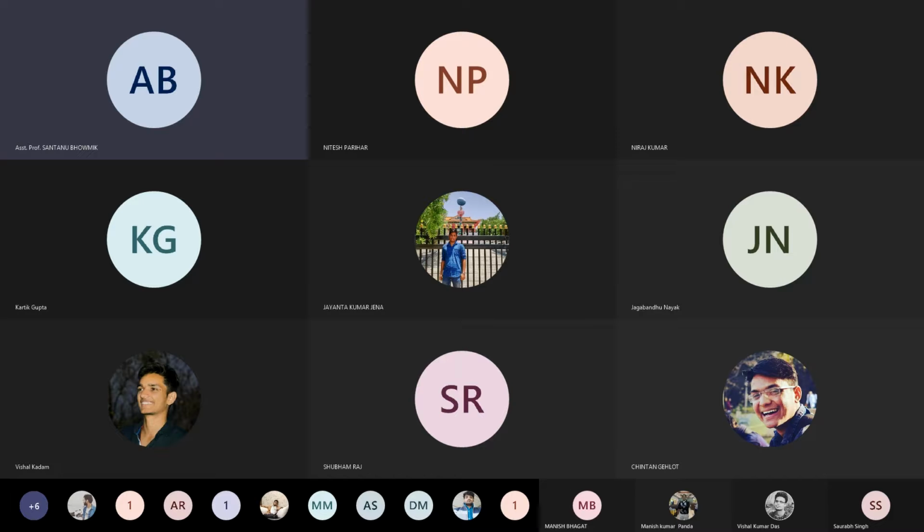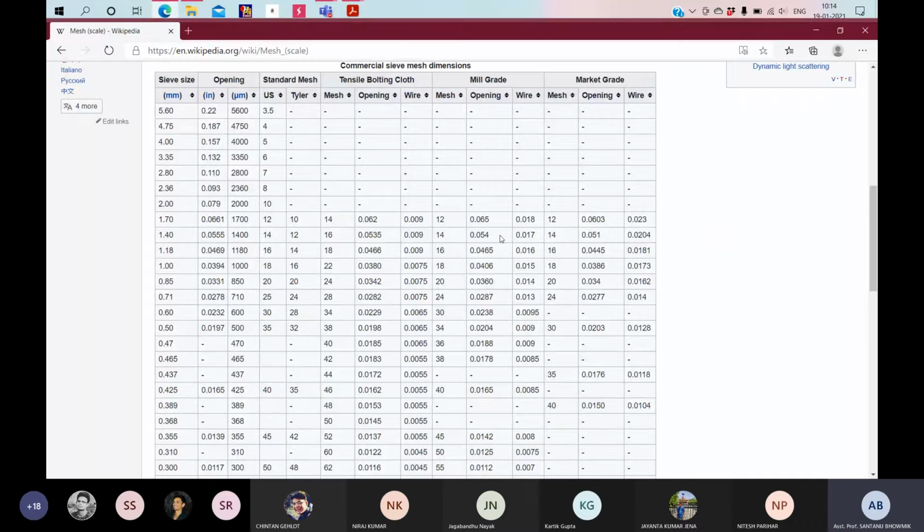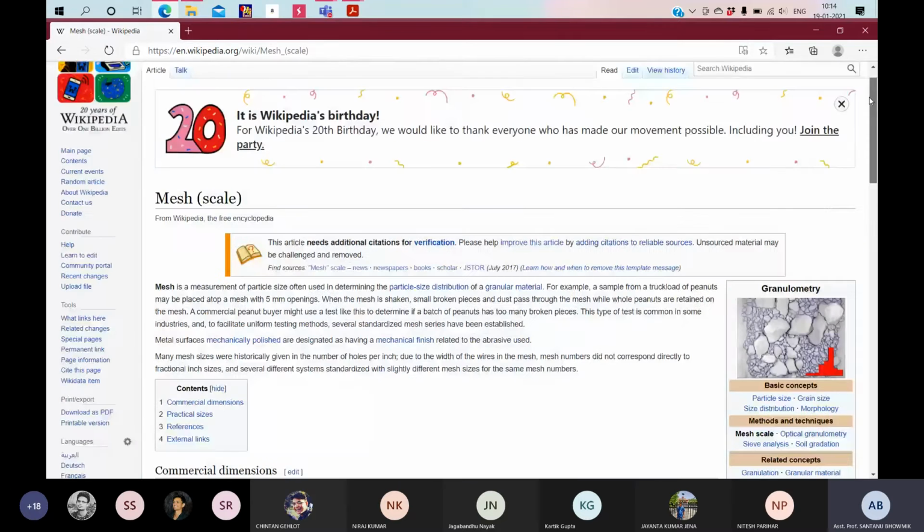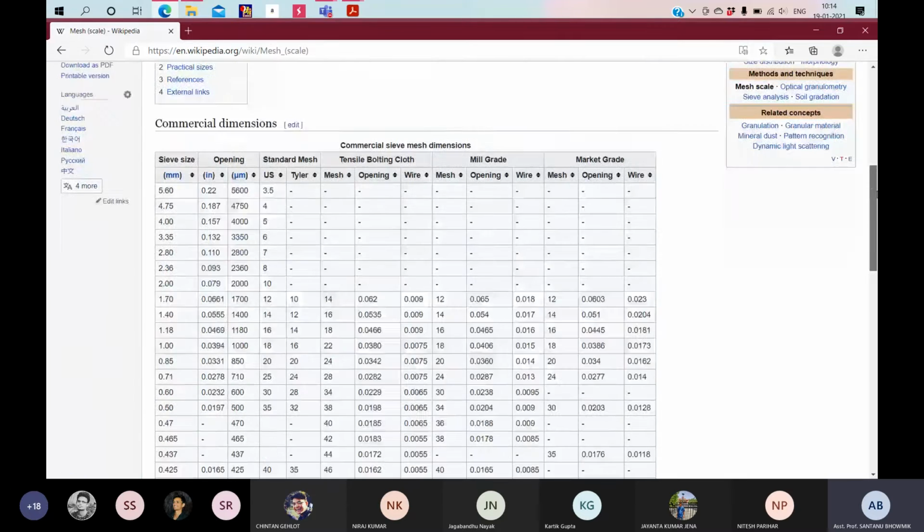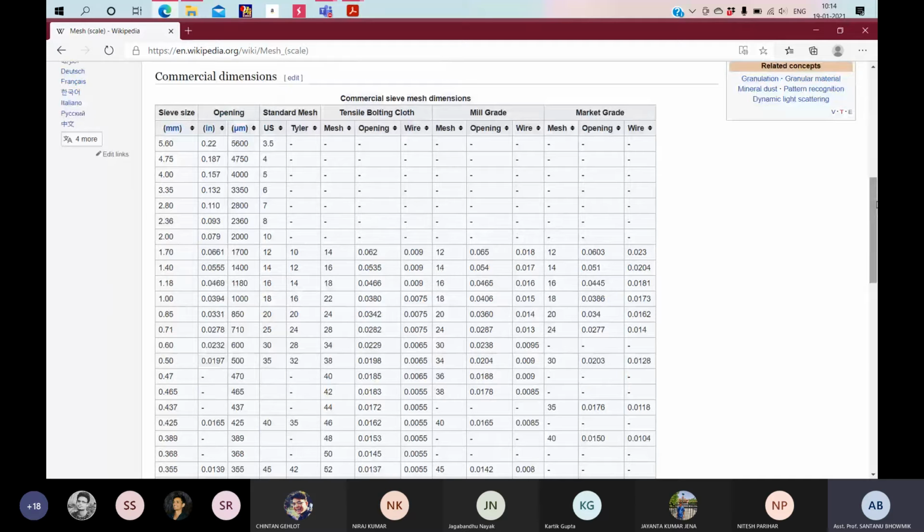Okay, share the screen. I hope you all can see this sheet size window. Okay, so it is just a standard, from Wikipedia. If you just search for the US mesh size in Google, you will be getting a table like this.